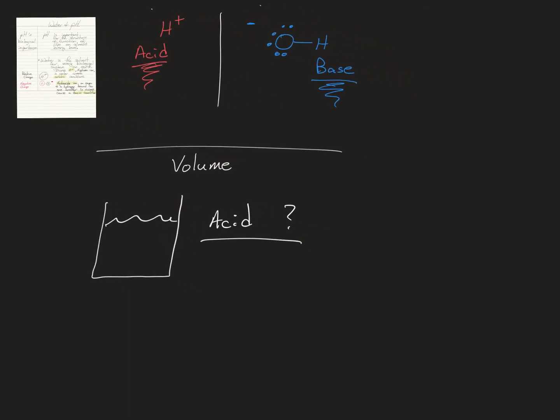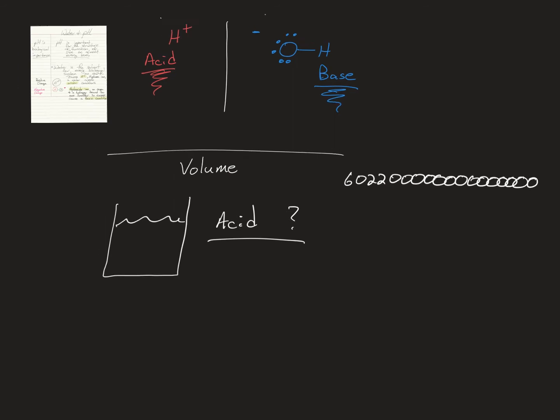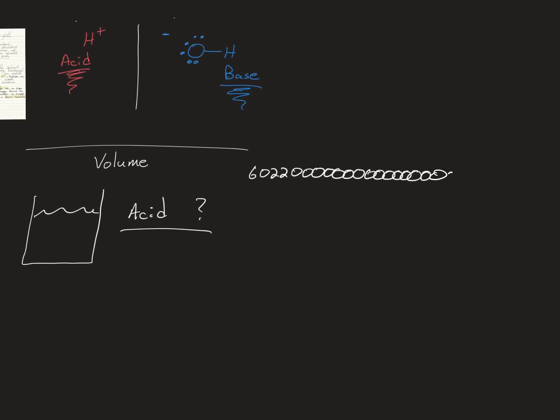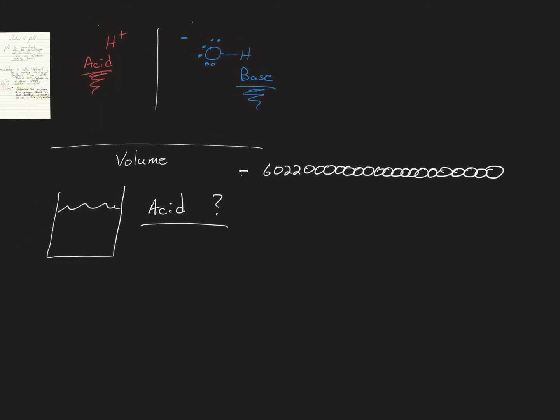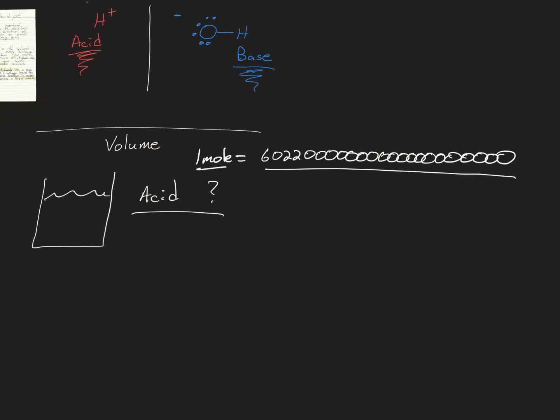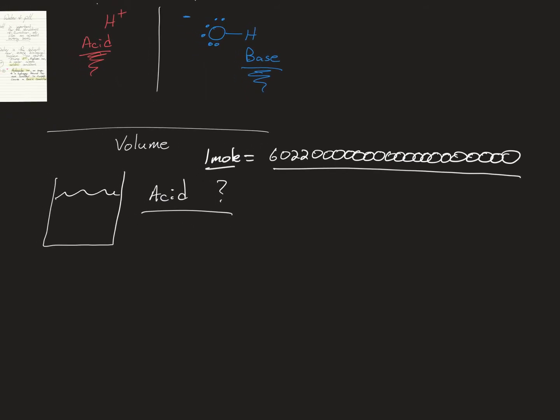Well, first you should know this number. That number is known as a mole. 1 mole is this number. Somebody says, I have a mole of something, they mean they have this number of that. All right, that's a big number, but that's what it means. But does everybody agree nobody wants to write that number out?